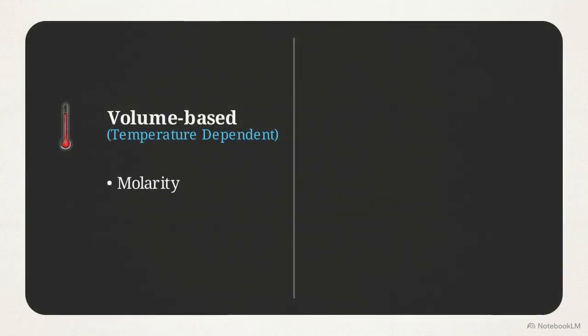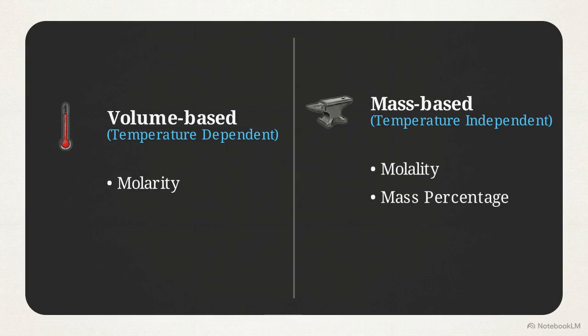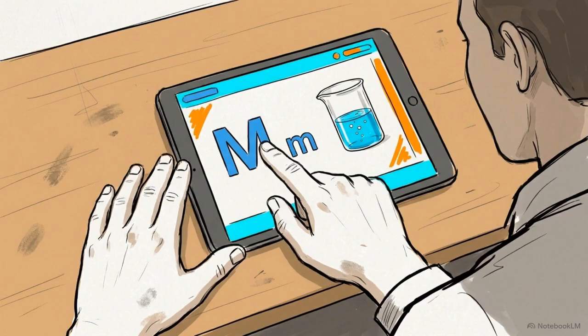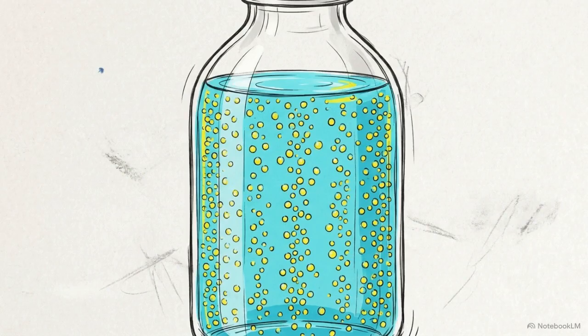The golden rule of these calculations remains temperature dependency. Metrics that rely on volume change as the lab gets warmer or colder. Metrics based on mass remain constant. Use this table to review the specific units required for each calculation. Now that the math of concentration is clear, we can move to the mechanics of gas solubility and Henry's law.